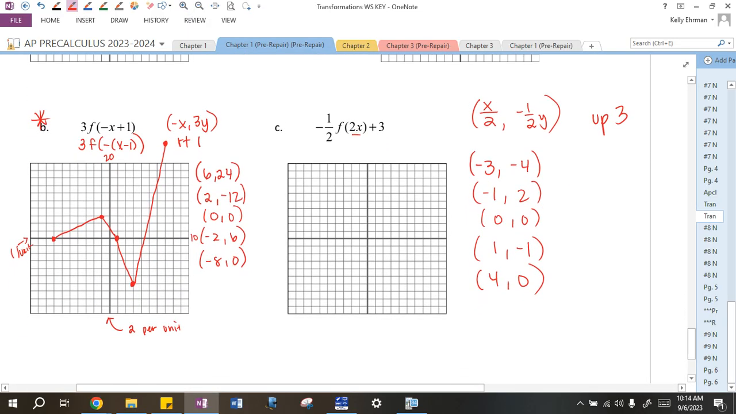So -3, -4, and then up 3. 1, 2, and then up 3. 0, 0, up 3. 1, -1, up 3. And 4, 0, up 3. Connect. This graph should be a vertical shrink, which it is, and a horizontal shrink, which it is, and it got shifted up.